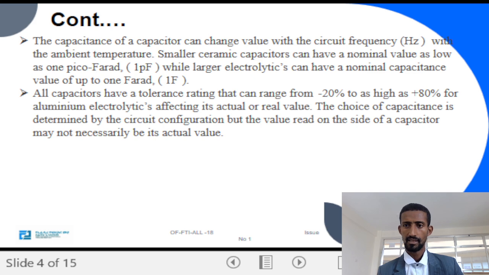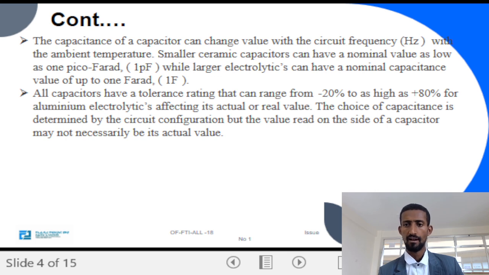The capacitance of a capacitor can change value with the circuit frequency, or with the ambient temperature. The ambient temperature and the frequency are very important. While we are seeing the nominal value, it may vary by the temperature or by the frequency. A smaller ceramic capacitor can have a nominal value as low as 1 picofarad, while larger electrolytic capacitors, we have seen the types of capacitors in the previous class, can have a nominal capacitance value up to 1 farad.